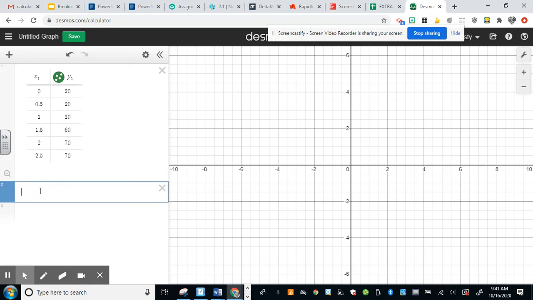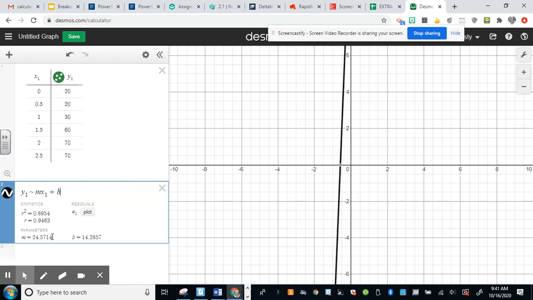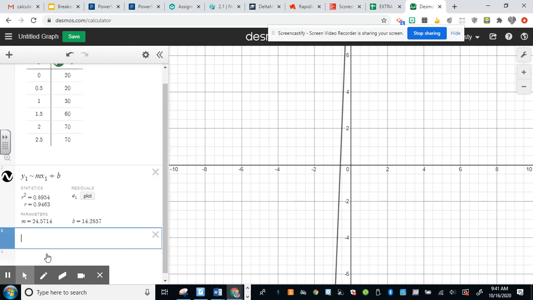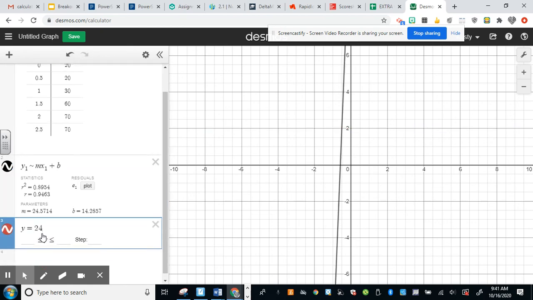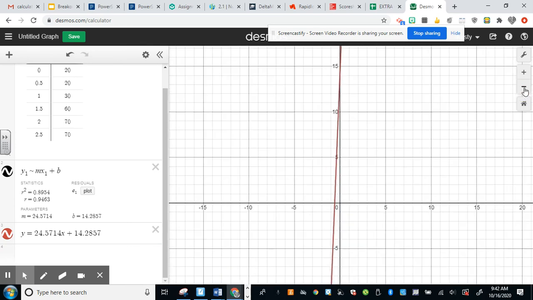So I'm going to click here and let's get the equation for that. So I'm going to put y1 is approximately m times x1. Always put that 1 in there, plus b. So there's your equation. So I'm going to type in the actual equation now. Y equals 24.5714x plus 14.2857. There's the equation. Can't see it very good.